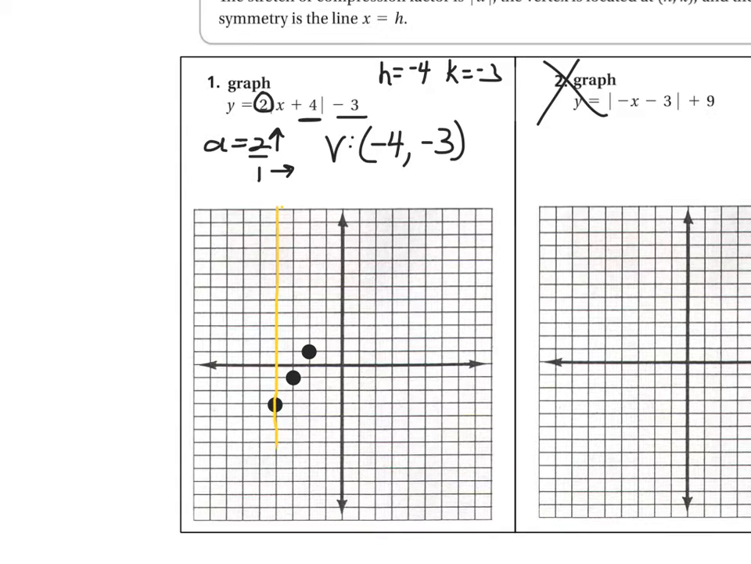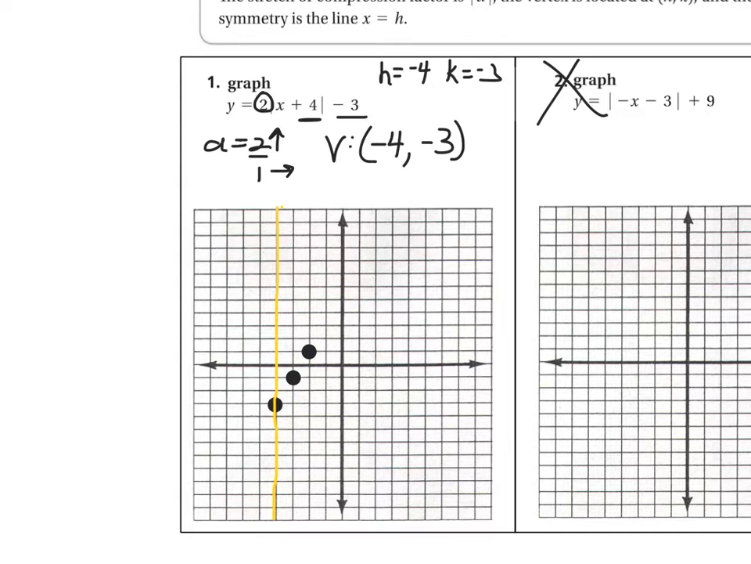Some people were asking, do I need to draw my axis of symmetry like you do? You don't have to if you don't want to. Sometimes it helps me see a little bit easier how to graph things. Kind of helps me visualize it a little bit better. But that's entirely up to you. You do not have to draw that axis of symmetry if you don't want to.